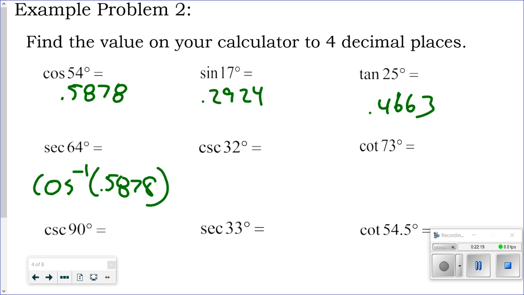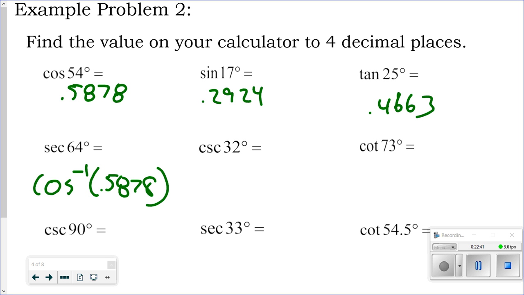Ooh, no, you should not get that. Oh, I did the numbers wrong. You did the inverse sine? No, I just missed the number. Oh, okay. So 0.5878. You should get back 54 degrees, or on your calculator, 53.998 something, which, if you round it off, will give you 54 degrees.